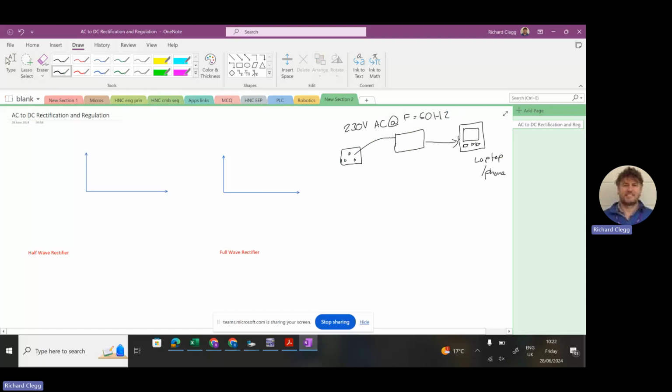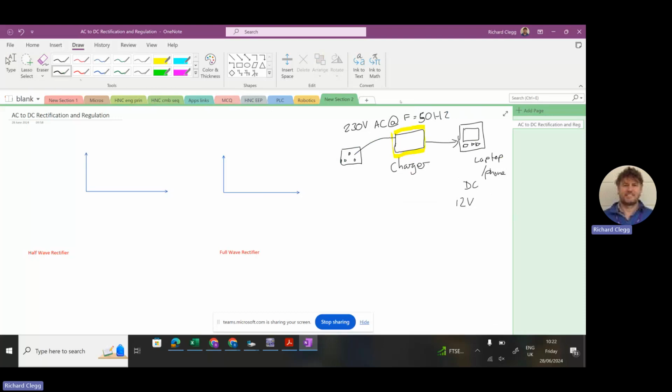Now, a laptop and phone work on a direct current, so that is DC. Usually for a laptop it could be 12 volts, and for a phone it could be less than that, 5 volts or something like that. This is really important. And this block here, which is your charger, is the circuitry we are focusing on.